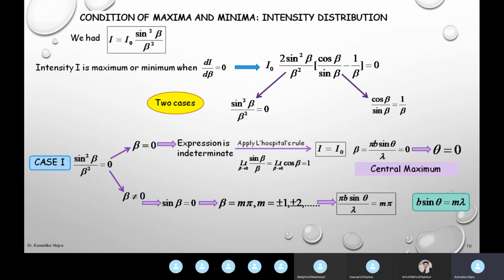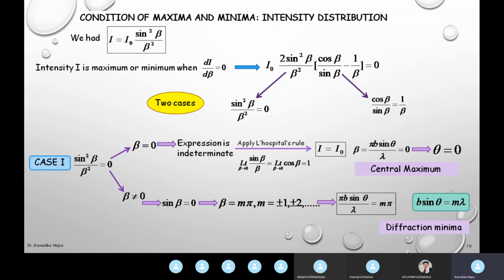I am repeating this several times in order to get it into your heads. Because m equal to 0 will give me again back the case of central maximum. M not equal to 0, m equal to some positive or negative integer, gives me the condition when sine beta is 0, which renders the intensity to be 0. Intensity 0 means dark fringes. No intensity means no light. So these are the positions of diffraction minima.